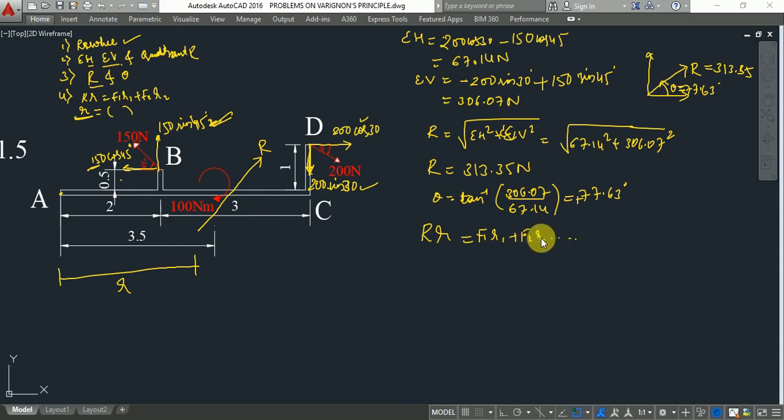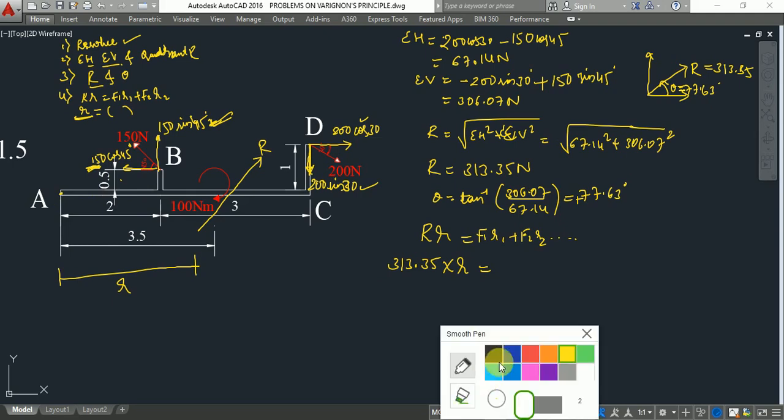How many forces are there? That many we have to consider. So what is the resultant? The resultant is 313.35, multiplied by the perpendicular distance r, is equal to F1. Let us consider this force as F1. So see here, this force, if I transmit this force, I will change the color.